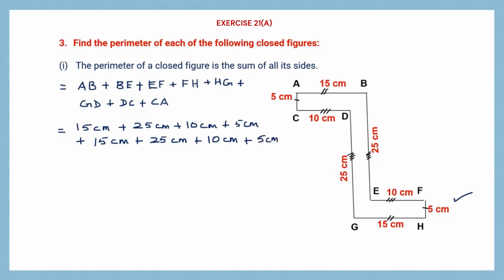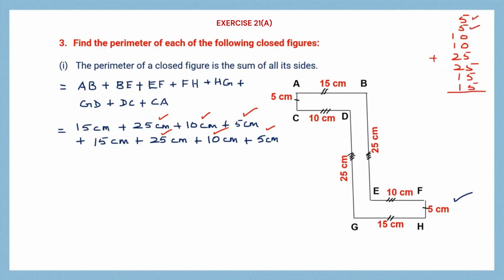So now let's add this up very carefully. So as you can see, there are two 5 centimeters. So let's write that down. 5 plus 5. Then there are two 10 centimeters. So we can write 10 plus 10. Let's not miss out anything. Then we have 25, 2 of that. Then we have 2 of 15 also. So we have all these numbers. Let's add all these very carefully.